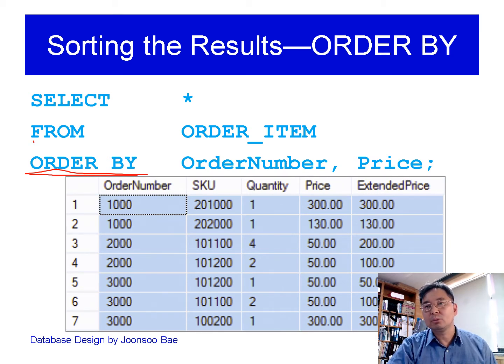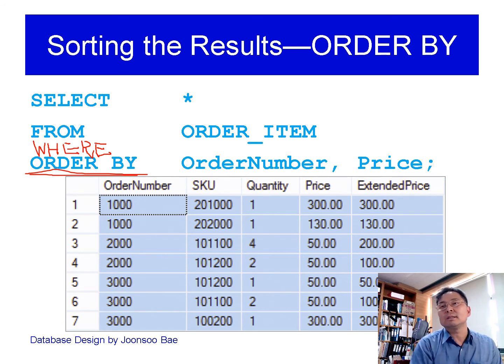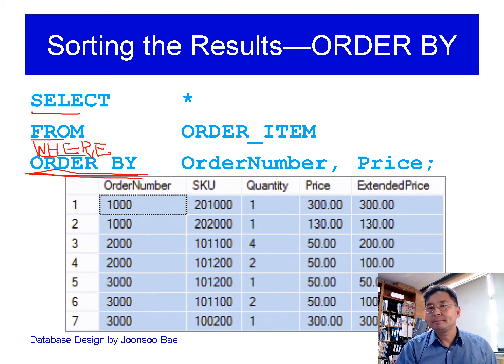In this example, the WHERE clause is not used. But if it is used, then the location of the WHERE clause is here. So we must keep the sequence of the keywords SELECT, FROM, WHERE, and ORDER BY. In here, there is no WHERE clause, which means there are no conditions to search, but the result must be ordered by these criteria.